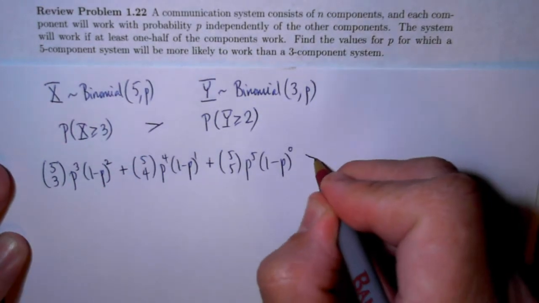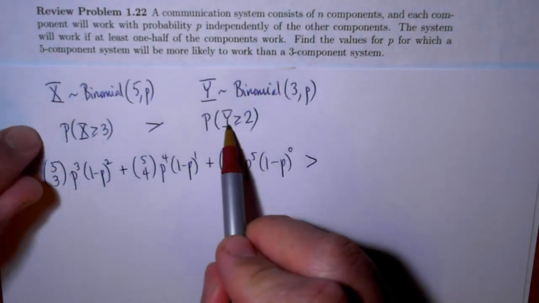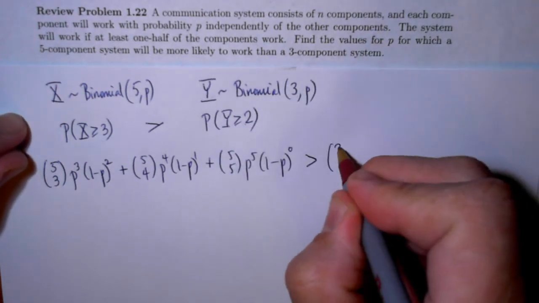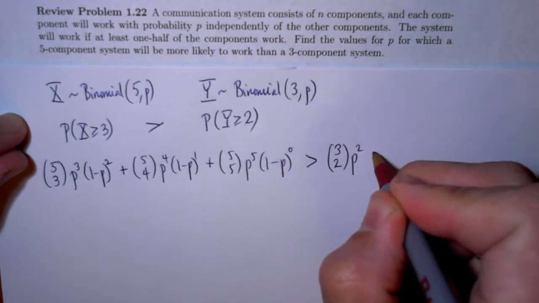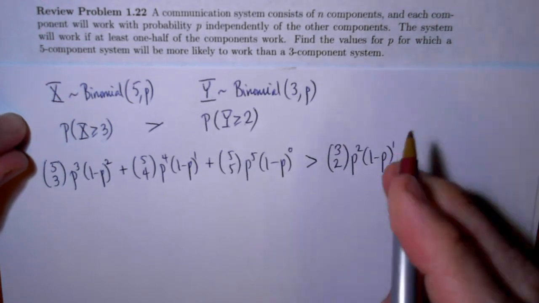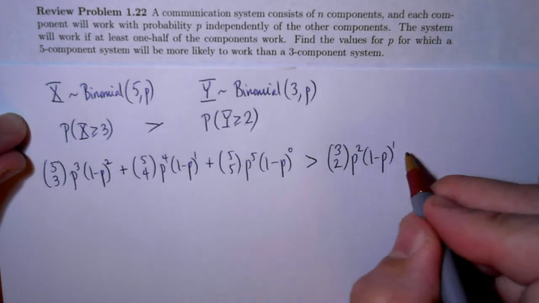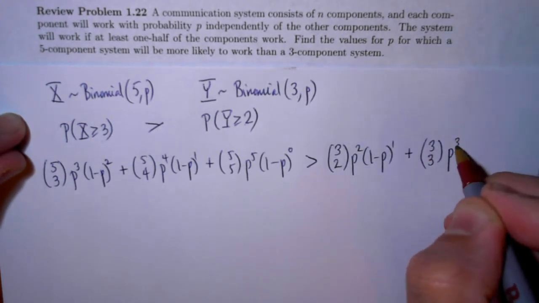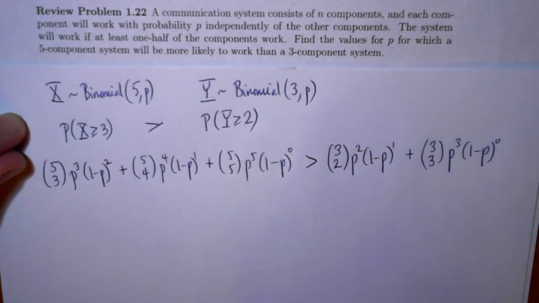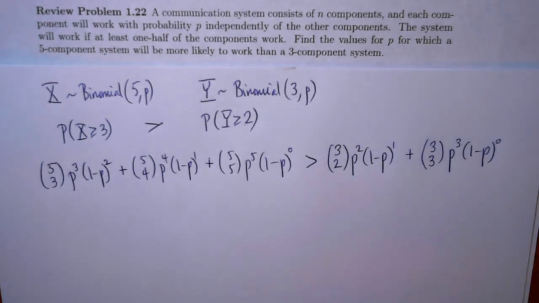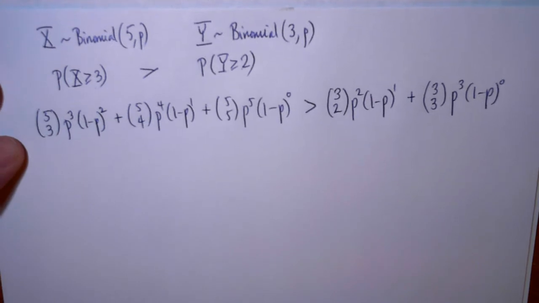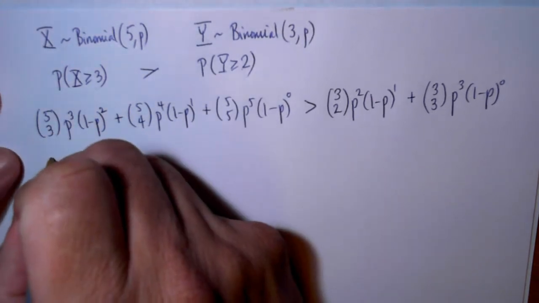We want the left-hand side to be greater than the chance that y is greater than or equal to 2. Well, that's going to be 3 choose 2, p to the second times 1 minus p to the first. That's the chance that y equals 2. And the chance that y equals 3 would be 3 choose 3, p to the third times 1 minus p to the 0. And so now we have this nasty inequality in p, and we have to try to simplify this thing somehow.